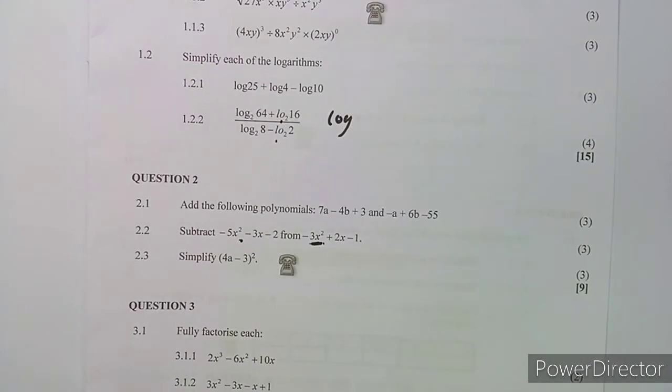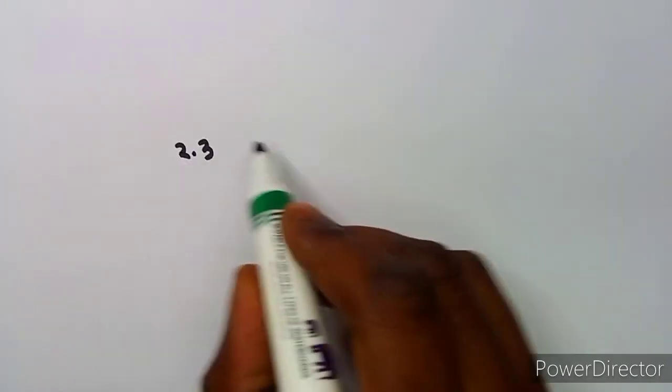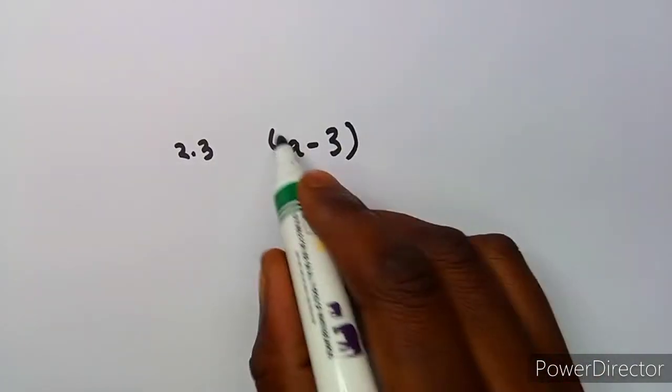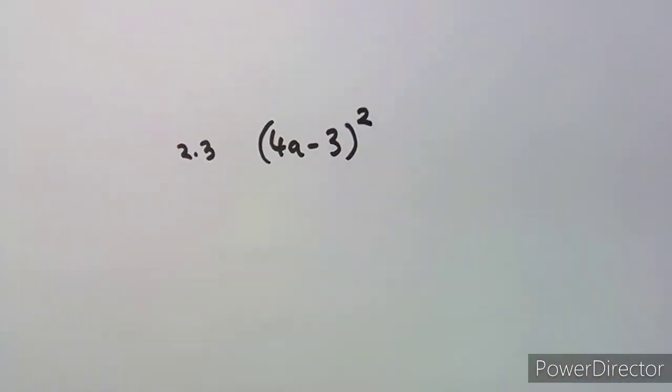Let's see another question that we had on 2.3 to simplify. What are we simplifying? What are we doing there? On 2.3, we are given 4a, the bracket, 4a, is it 4a? Yes, that's 4a minus 3 to the exponent of 2. And we've got 3 marks for that. Okay, guys, when you're asked to simplify like that, it means you have to expand.